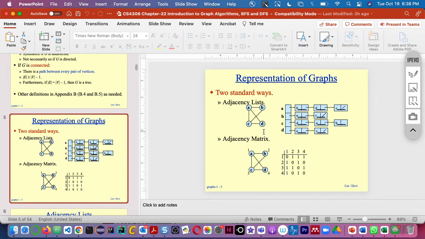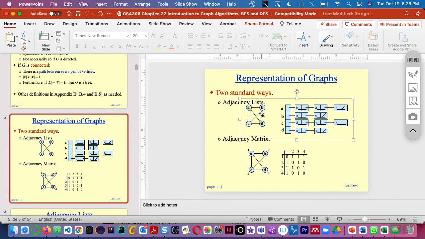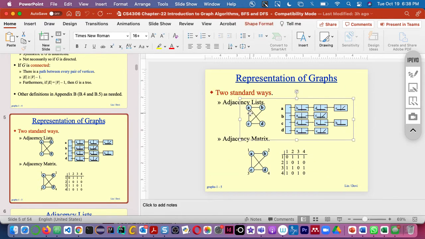There is no parent-children relationship. Each node is called a vertex, and these are edges. This is an edge, this is an edge, this is an edge. Edge means connection, and the connection can be unidirectional or bidirectional. If the connection is unidirectional, there will be an arrow. If there is no arrow, that means bidirectional, so there is a path from A to B and also from B to A.